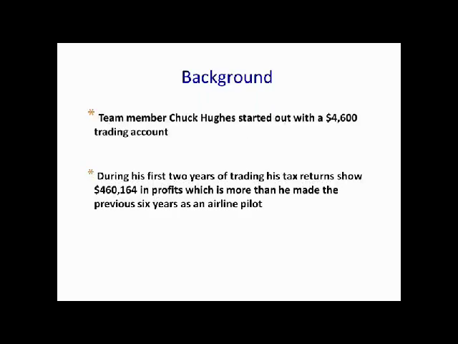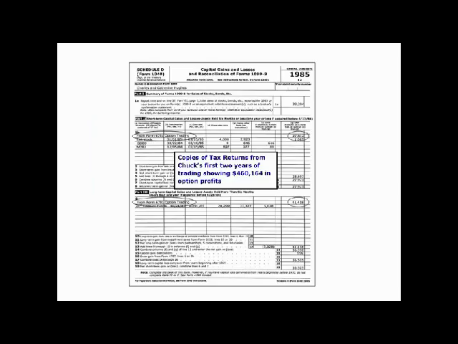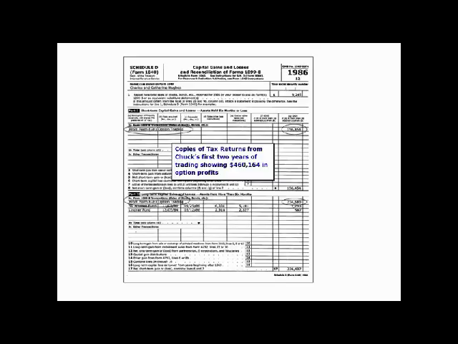I started out trading options with a $4,600 trading account, and then in my first 2 years, I had over $460,000 in profits, which is more than I made the previous 6 years as an airline pilot. These are just my tax returns from those first 2 years that I was trading options, and these show those first 2 years I had $460,000 in profits.